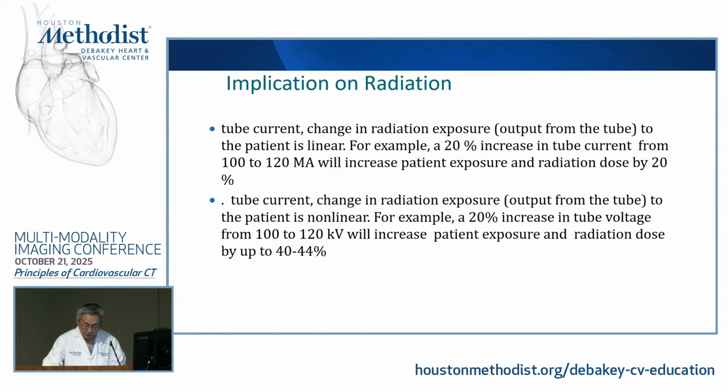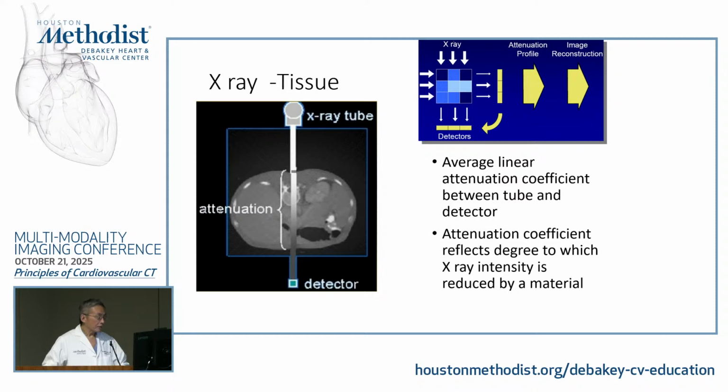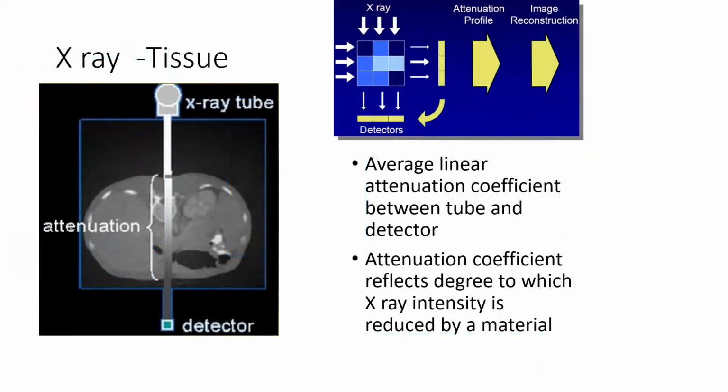So we talked about the mA and the kV. Let's talk about what we actually see. Basically you apply X-ray through the object, be it the body or the heart, and depending on the composition of the tissue that you image, you're going to have different attenuation. So you have an attenuation profile, and remember the reconstruction process that we mentioned earlier gives you the image that we see.